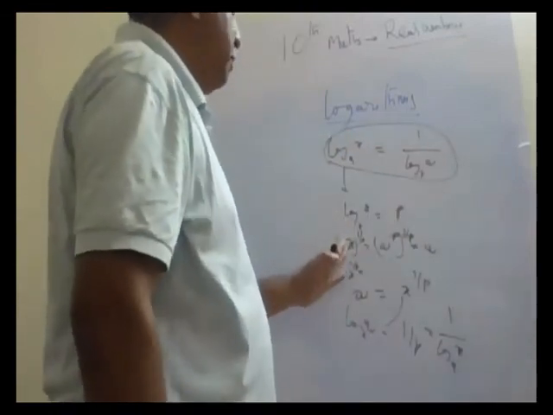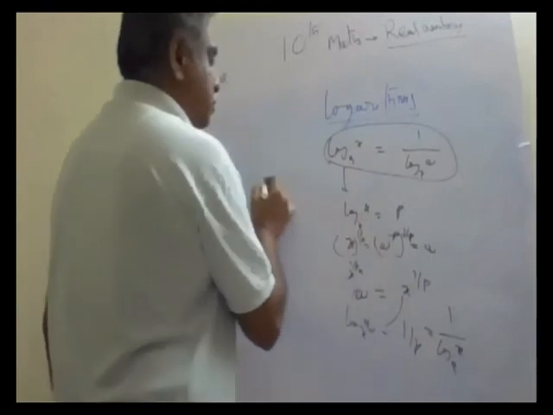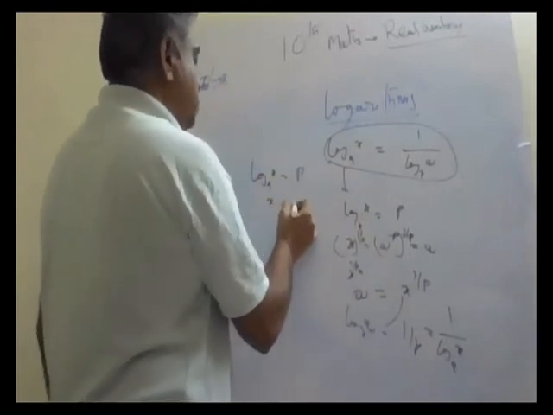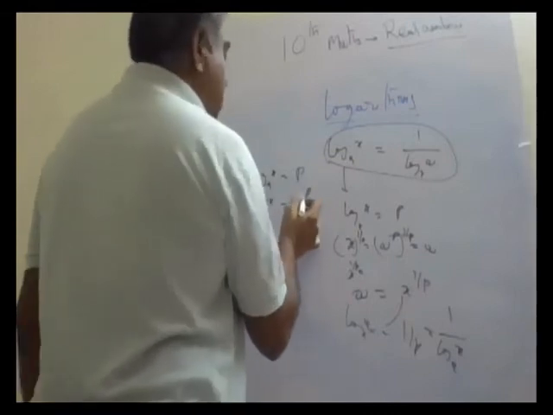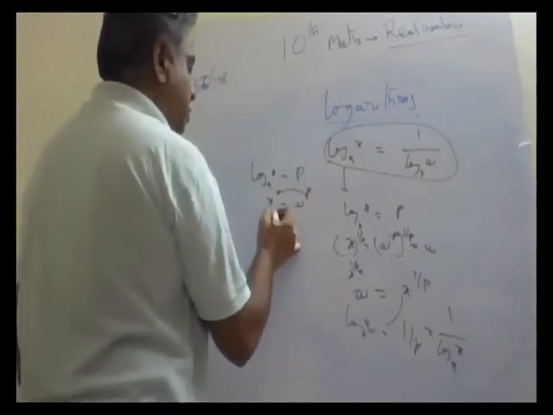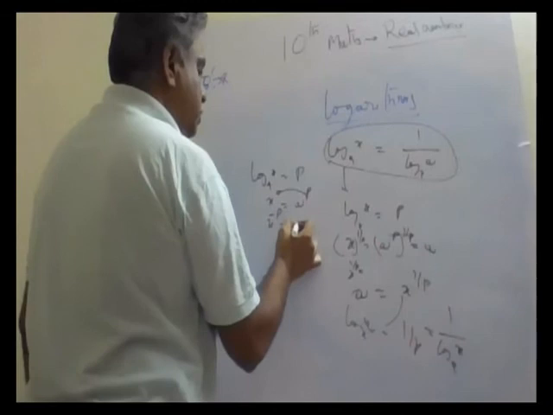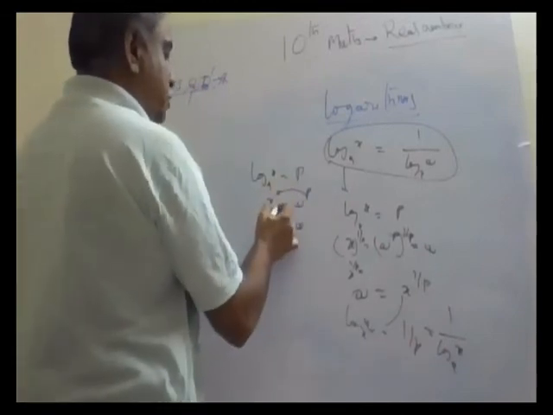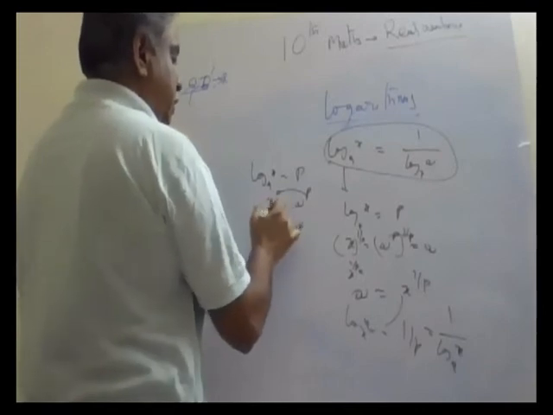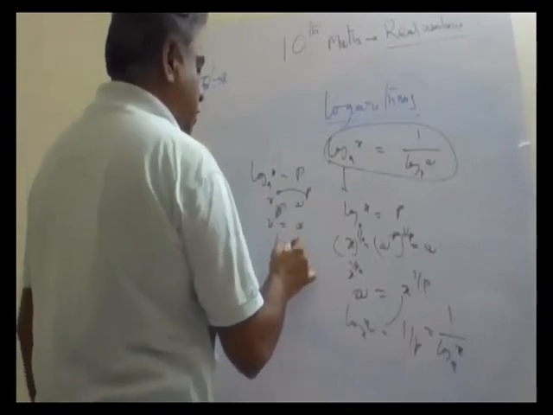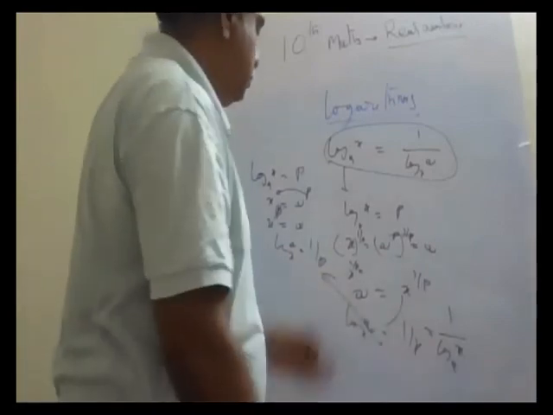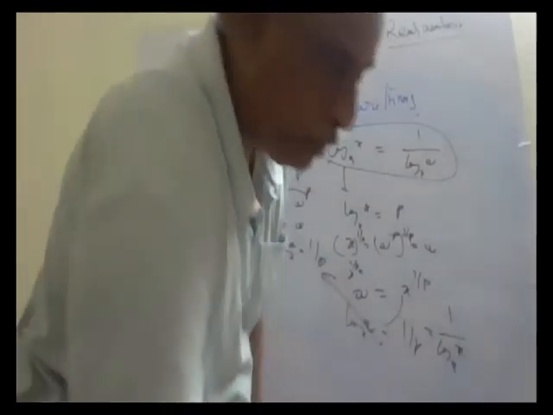I can also write it the other way. Suppose log x base a is equal to p. x is equal to a to the power of p. When this power of p comes to this side, x to the power of minus p is equal to a, that is, x to the power of 1 by p is equal to a. So again, log a to base x is equal to 1 by p. So it's only converting the powers from one side to the other.